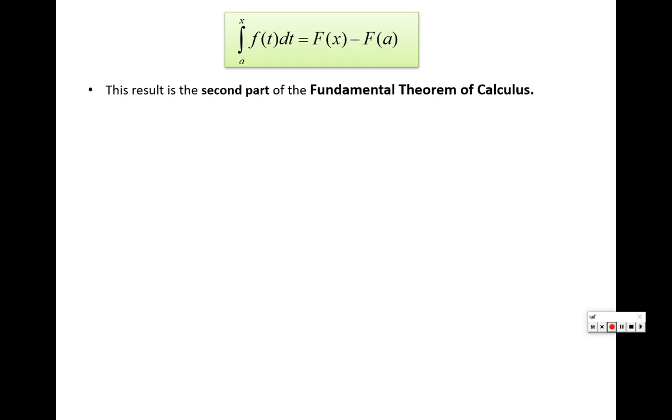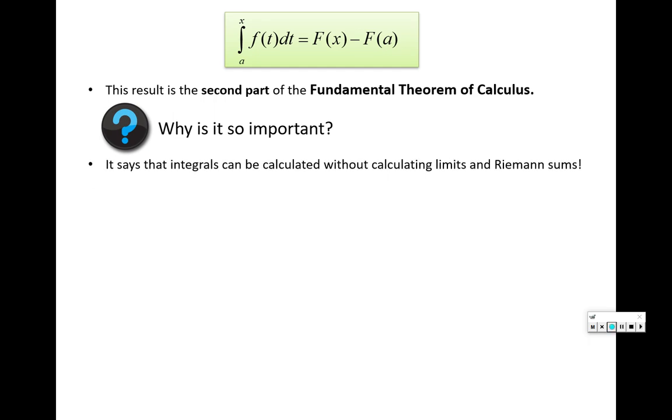This result is called the second part of the fundamental theorem of calculus. Some books call it the first part. It just depends on how it's explained; you can explain it in one order or the other. Why is it important? It says that integrals can be calculated without calculating limits and Riemann sums.